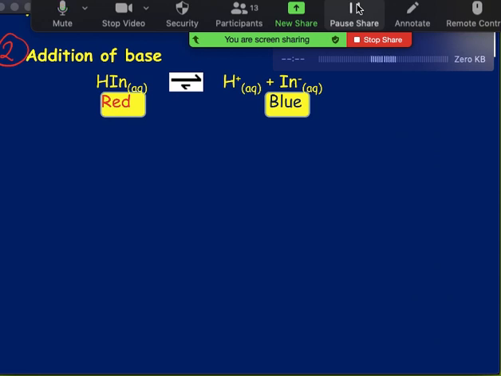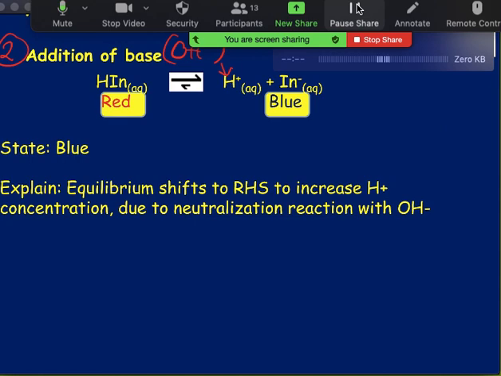Because acid is on the right. Yeah, the acid is on the right. So if I'm adding base, I'm adding in OH-. So that OH- is going to go for this H+. So it's going to go blue because it has to increase the H+ concentration. The OH- is going to neutralize the H+. So it's going to go blue because I now have to increase my H+ concentration.